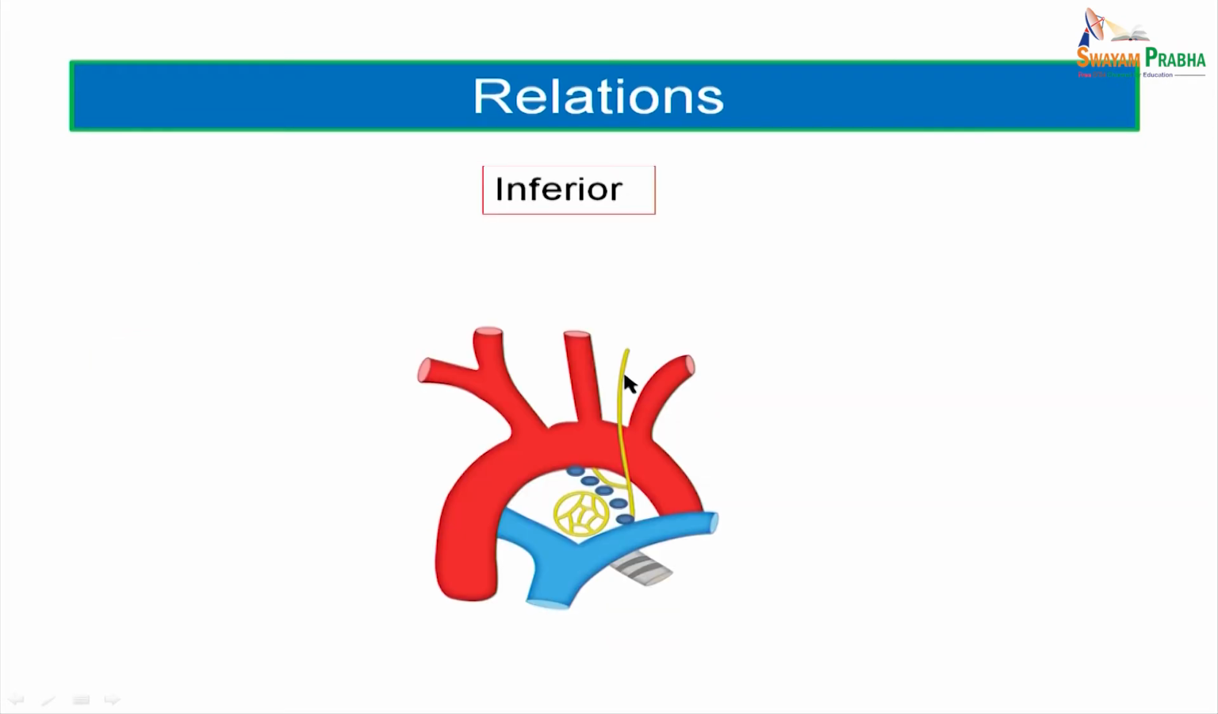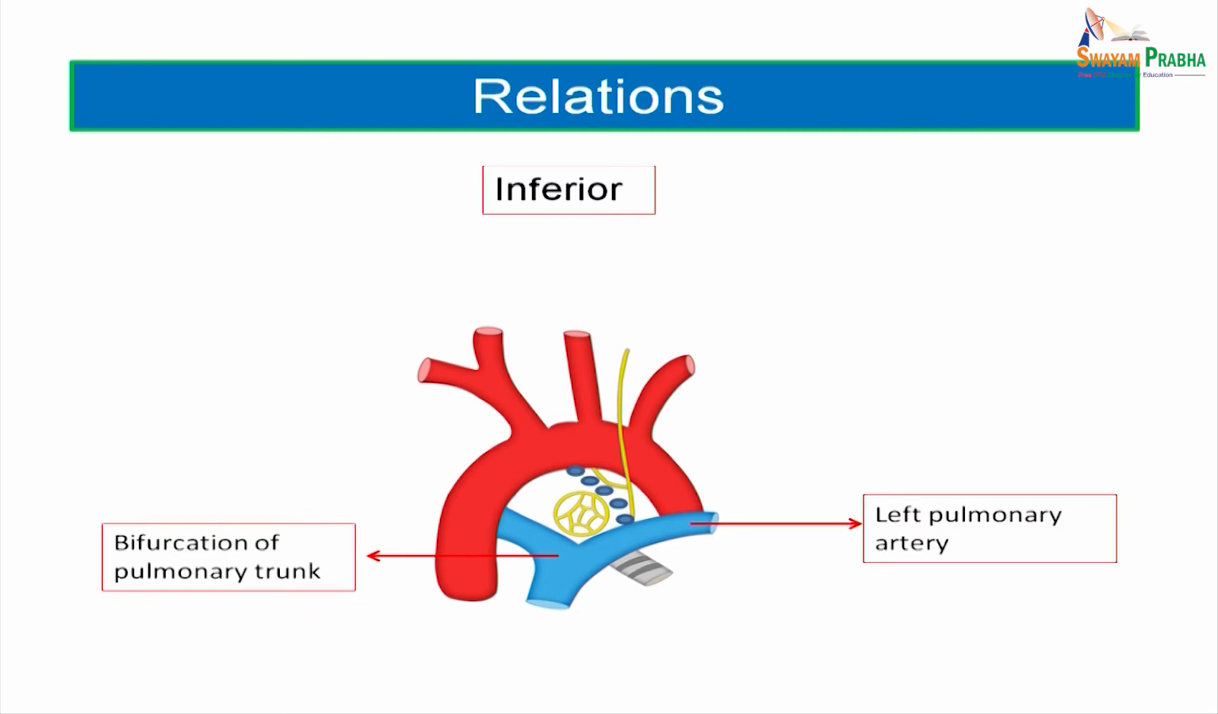Next, moving on to the inferior relations. So, inferiorly we have the bifurcation of the pulmonary trunk, the left pulmonary artery, and the structure which is shown in the dotted line is the ligamentum arteriosum. So, this is present since birth. It was previously the ductus arteriosus, which gets fibrosed at birth to form the ligamentum arteriosum. It is a connection between the left pulmonary artery and the arch of aorta.